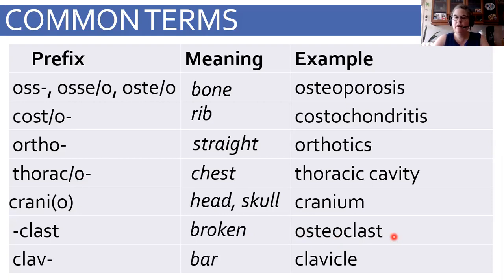Clav means bar. Our clavicle is this bone right here. That's our collarbone, okay? And it's kind of shaped like a bar. Okay, so those are the ones for this section.